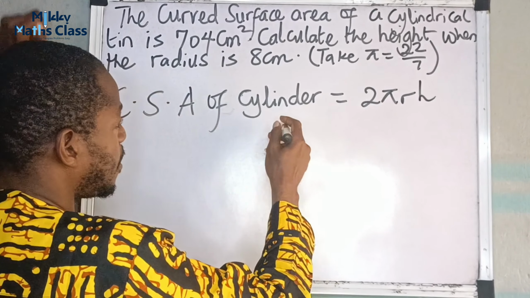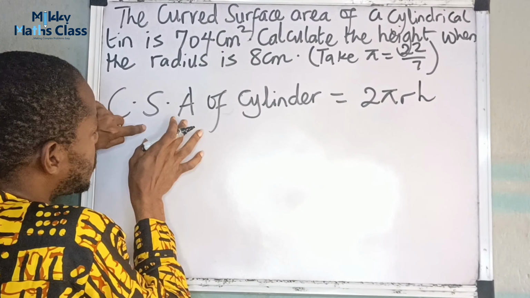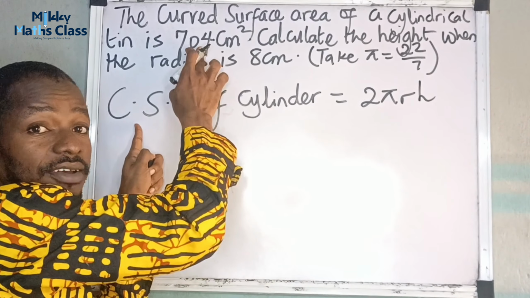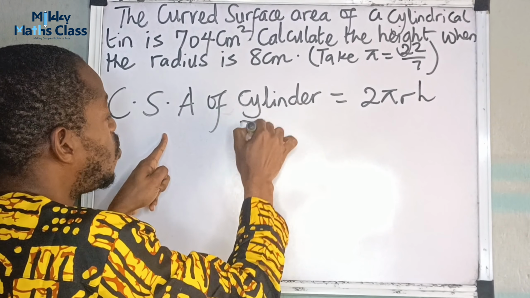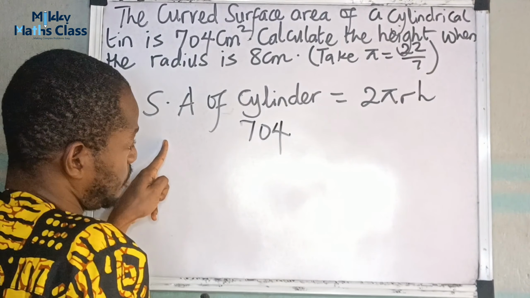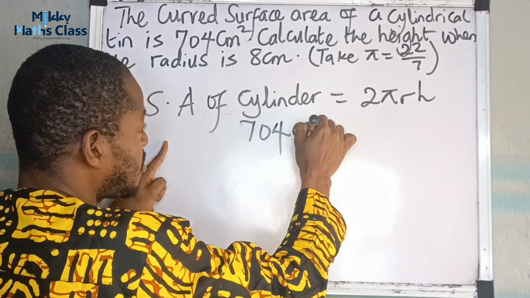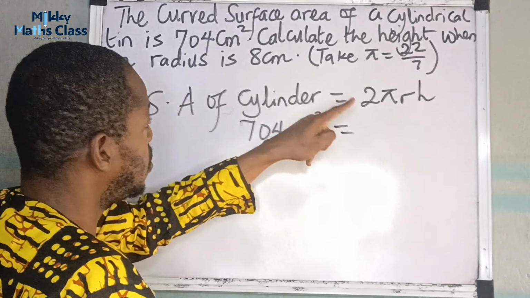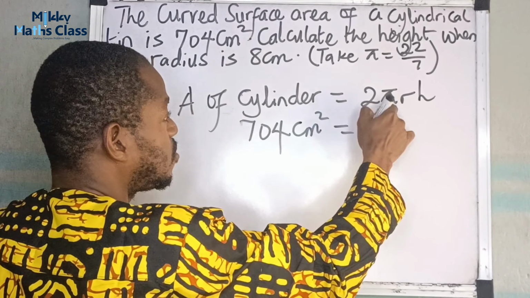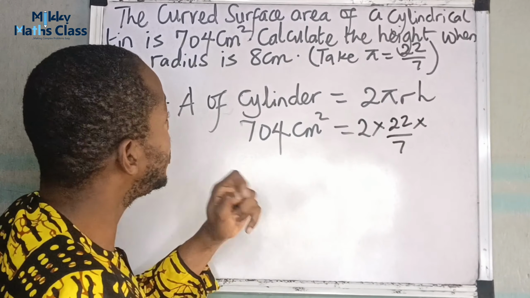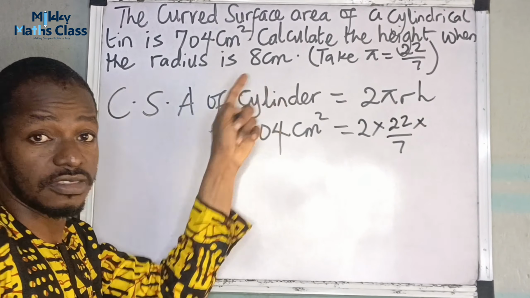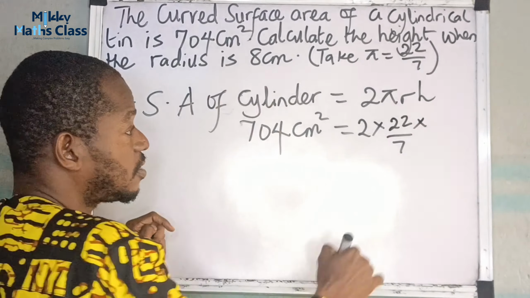So from there, we are told that the curved surface area is 704 centimeters square. So whenever we see C.S.A here, we put 704 centimeters square, equals 2 times pi, which is 22/7, times the radius, which is 8 centimeters, times the height which we are looking for.